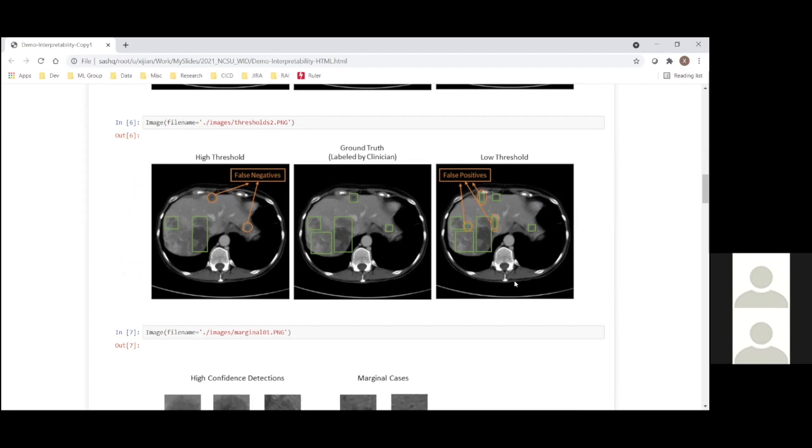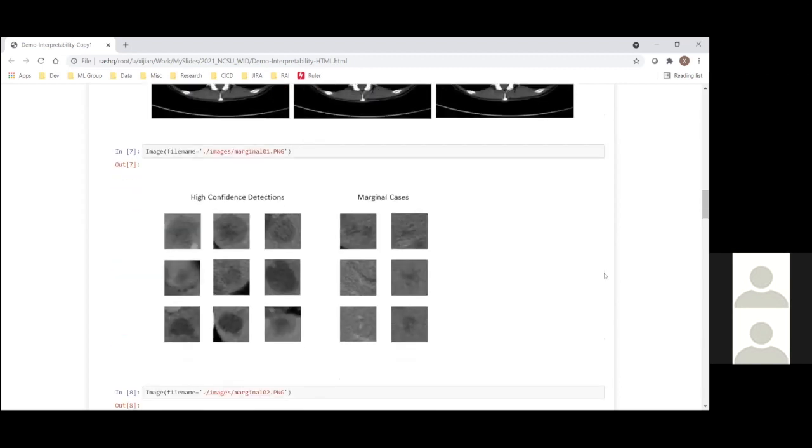So what we wanted to do is to create a system where we can separate these cases where we have high confidence by the model. See, these two boxes always show up in all the threshold situations, and there are some that show up only when we lower the threshold. So we call those that only show up when we lower the threshold the marginal cases. Basically, the model is not 100% sure whether that's a lesion or not, but there are some characteristics in the image that made the model think it potentially could be a lesion.